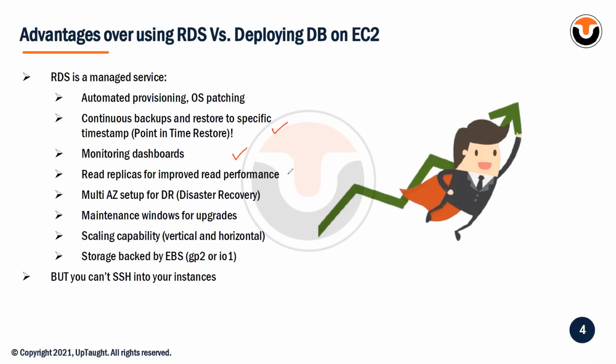And we can have our own automated read replicas to improve the performance, where all your read queries can be directed to your read replicas. Okay. So let's talk a little bit better about the multi-availability zone setup for disaster recovery.